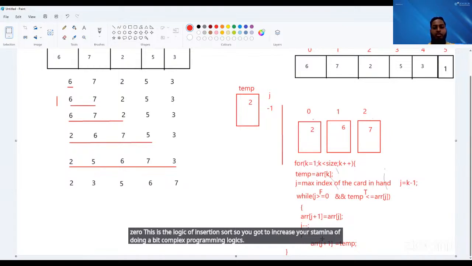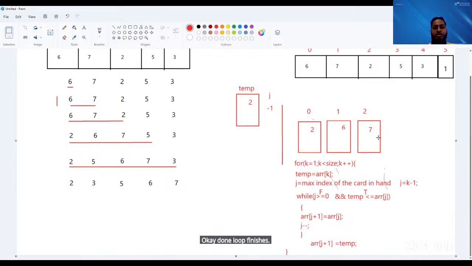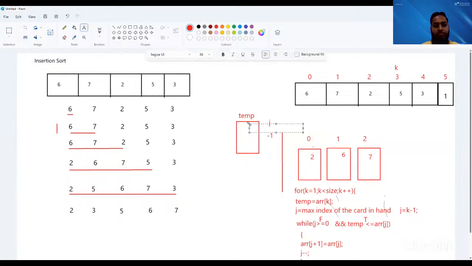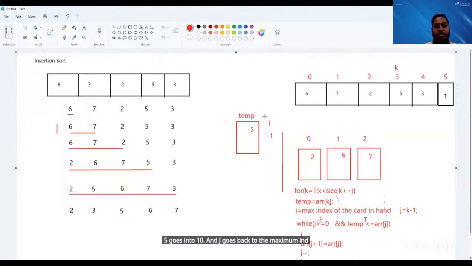Okay, done. Loop finishes. K plus plus, K goes over here. K goes to 3. What is in 3? 5. 5 goes into temp. And J goes back to the maximum index in hand, that is K minus 1. So J goes back to where? J goes back to 2.